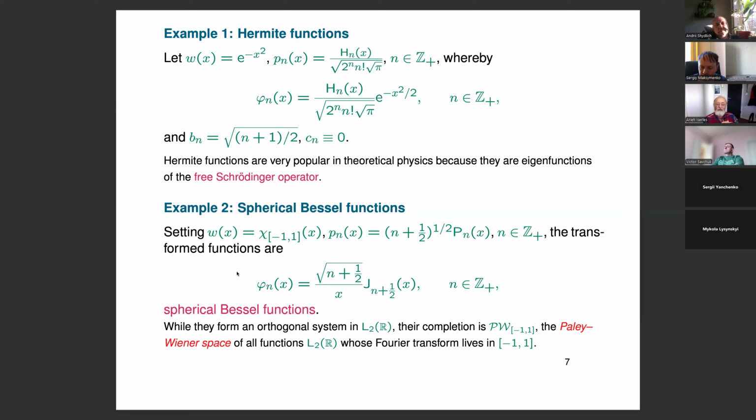However, the system is not a basis of L2. And it is obvious that it cannot be a basis of L2 because the Fourier transforms of these functions live in the interval minus 1, 1. So the completion of these functions is not L2, but the Paley-Wiener space of all L2(R) functions whose Fourier transform lives in minus 1, 1. So very nice, but we will not use it.